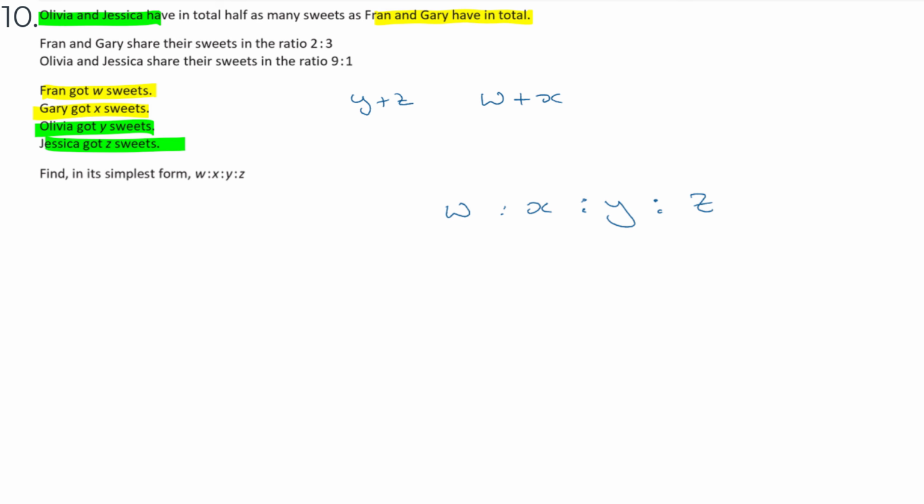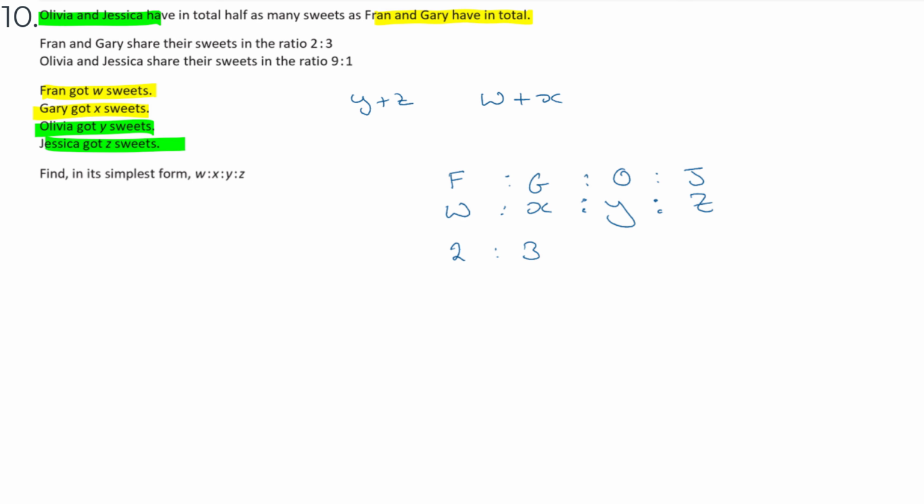So I know that Fran and Gary share their sweets in a ratio of 2 to 3. So Fran is W, so that's F. Gary is X. So Fran to Gary to Y is Olivia, and Z is J. So F to G to O to J, isn't it? Okay, and that's in the ratio W to X to Y to Z. So then Fran and Gary in the ratio of 2 to 3, so that's 2 to 3 there.